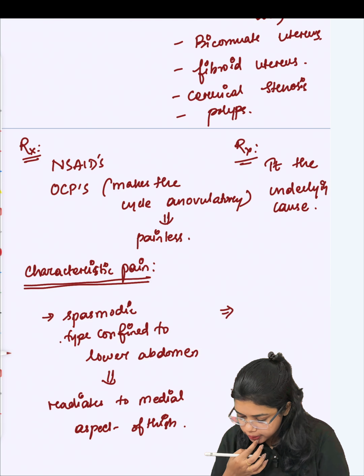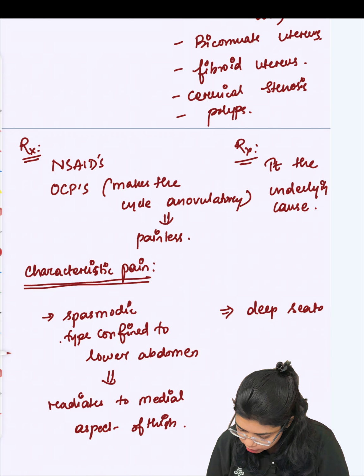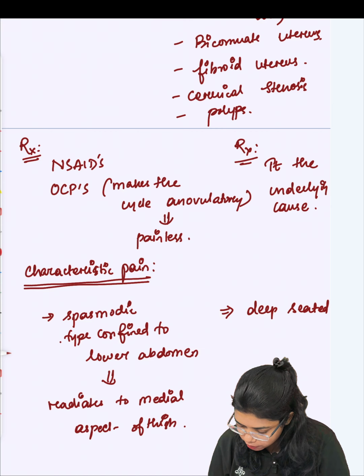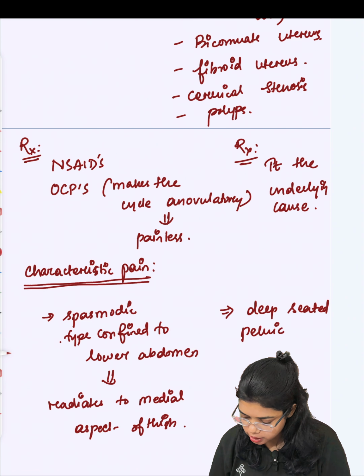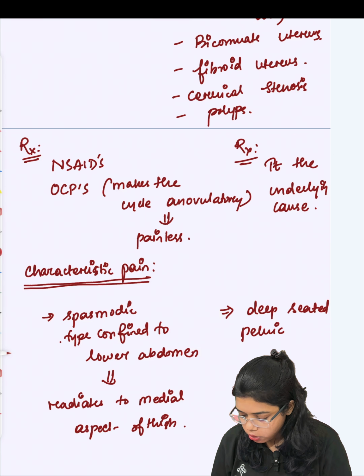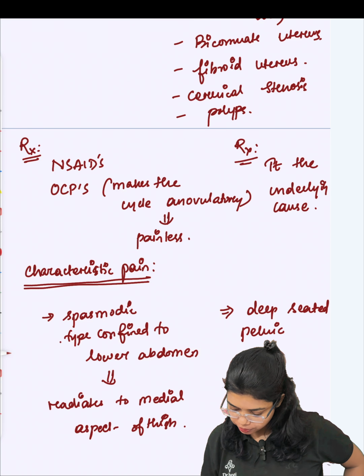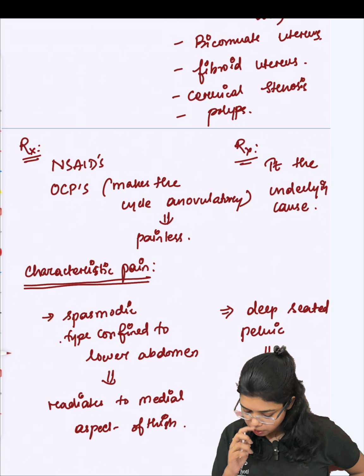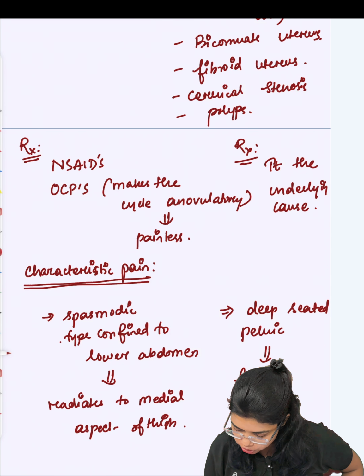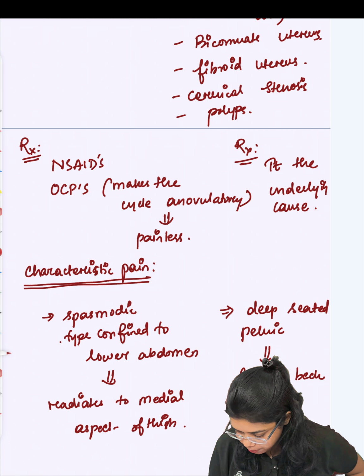And what about secondary dysmenorrhea? It does not radiate and it is deep seated pelvic pain because there is an underlying pathology. So it is deep seated pelvic pain that occurs in front and back. Mostly it is anterior, lower abdominal pain, and there will be pain in the back, with no radiation. Okay, front and back pain without radiation.